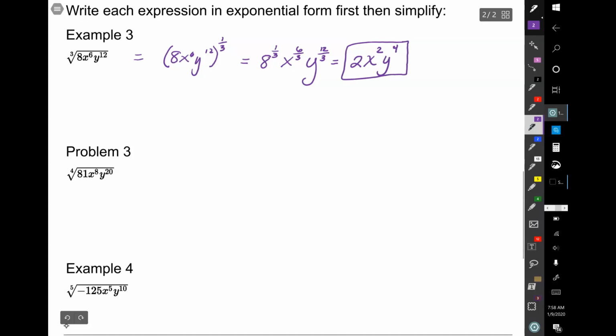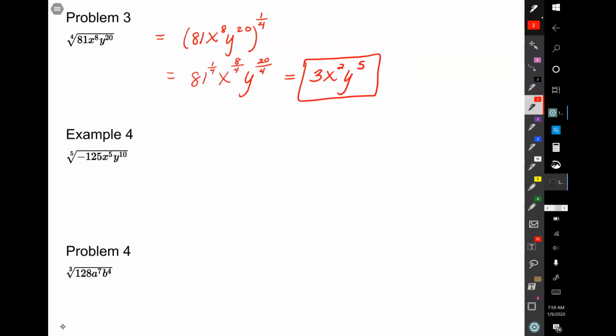So again, stop the video and try problem 3, and then I'll write the answer down. So what I've written here in red is the answer to problem 3. We would first take the 81x to the 8th, y to the 20th, which is the radicand, raise it to the 1/4 power. Then we are going to apply our product to power rule. So we have 81 to the 1/4, x to the 8 over 4, y to the 20 over 4, which leaves us with a final answer of 3x squared y to the 5th.